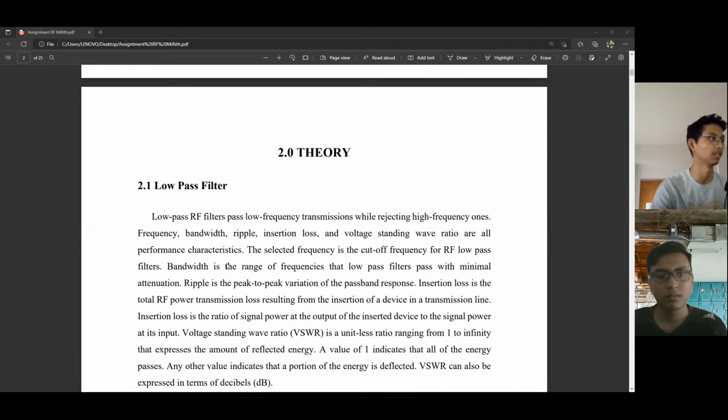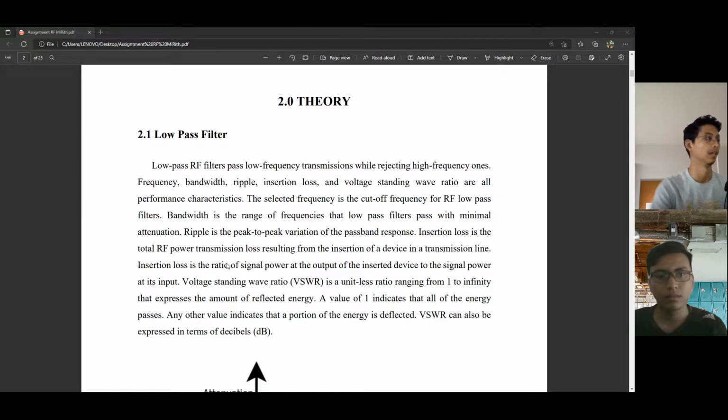Okay. So for low-pass filter, a low-pass filter passes low frequency transmissions while rejecting high frequency. Frequency, bandwidth, ripple, insertion loss, and voltage standing wave ratio are all performance characteristics. The selected frequency is the cutoff frequency for the RF low-pass filter. Bandwidth is the range of frequency that the low-pass filter passes with minimal attenuation. Ripple is the peak-to-peak variation of the passband response.